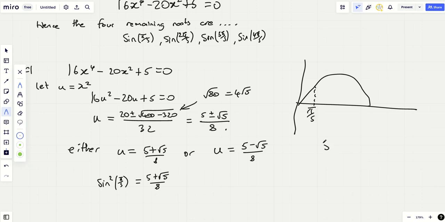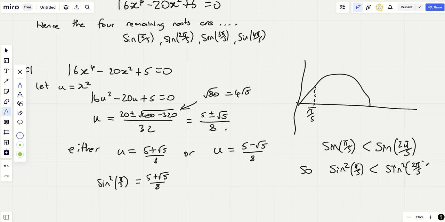Sine of pi over 5 is less than sine of 2 pi over 5. So clearly, sine squared pi over 5 should be less than sine squared of 2 pi over 5. And so which one of these is the smaller? Well, that one's clearly larger than that one, so that's obviously wrong. I'm just going to justify it like this. I'm going to say, hence, sine squared pi over 5 is 5 minus root 5 over 8. I'm going to show the examiner I really know what I'm talking about by pointing out that would give exactly the same as that one as well.